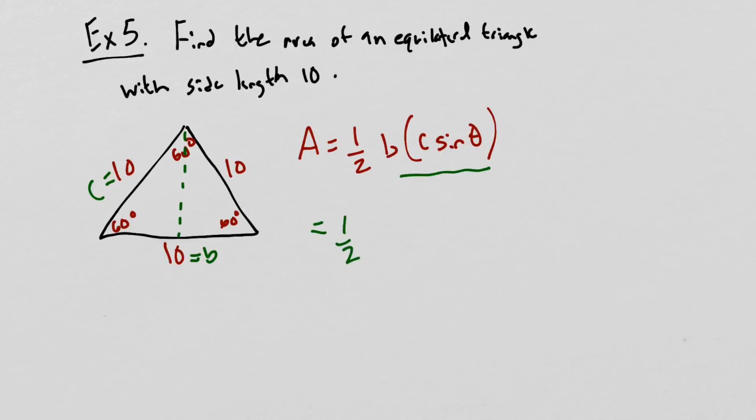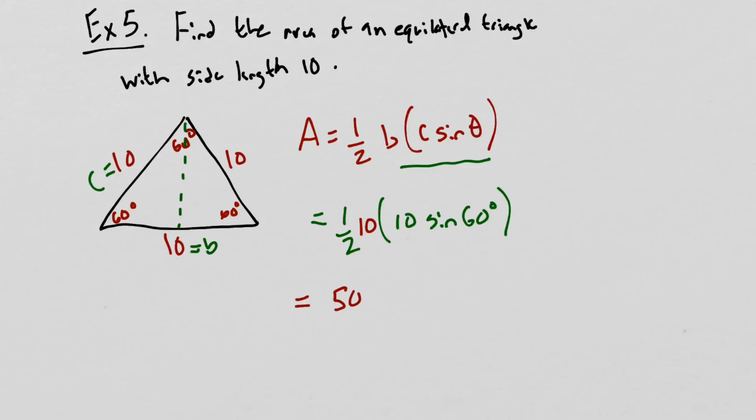This is equal to 1/2 of 10 times sine of 60 degrees. And I left out the base 10, so there should also be a 10 here. Simplifying the numbers that we do know real fast, we'll get 50 times sine of 60 degrees.